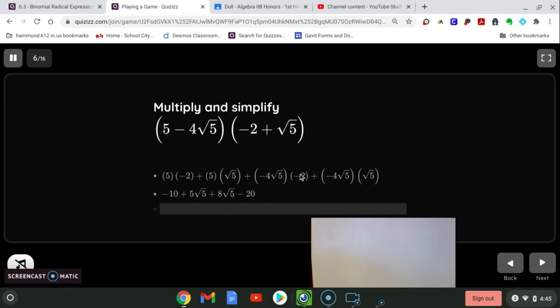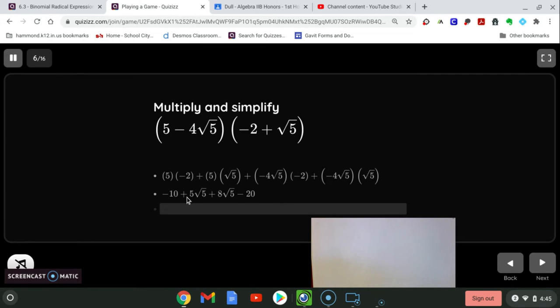Here, my integer negative 2 gets multiplied by the integer outside the radical. Negative 2 times negative 4 is 8 times the square root of 5. And then here, square root 5 times square root 5. So if I use the product property, that's square root of 25, which is just 5. Or I can think of it as squaring a square root. They undo each other. I get just the radicand. So negative 4 times 5 is negative 20.